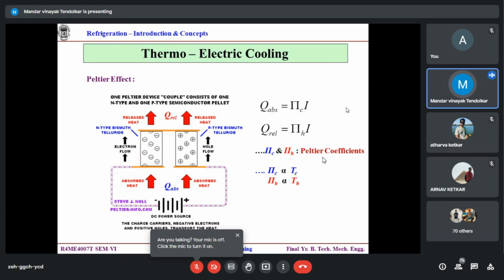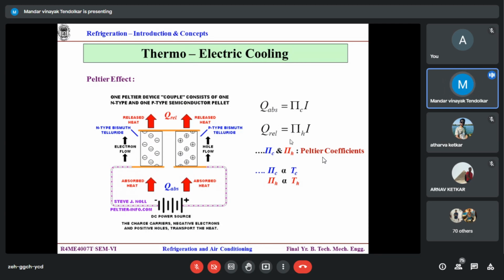Similarly, heat rejected is pi H into I. Both of them are the Peltier coefficients. You select the material, the Peltier coefficients are readily available. So this is how you calculate the performance. You can change the performance to maximize it.